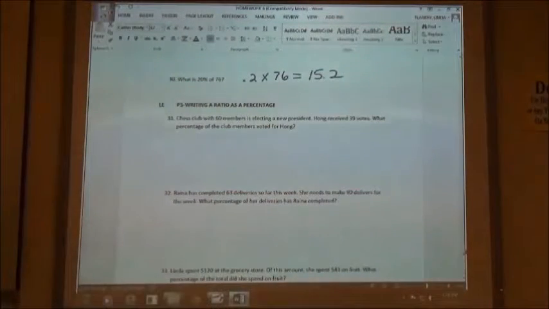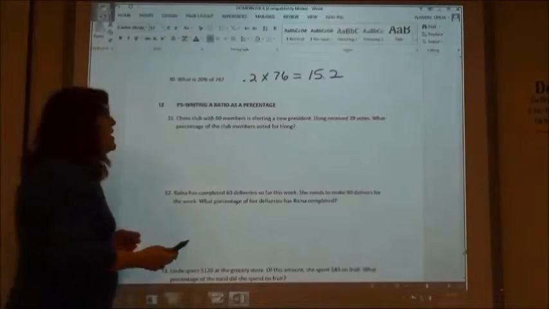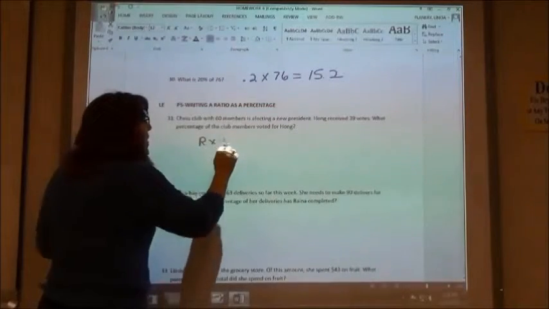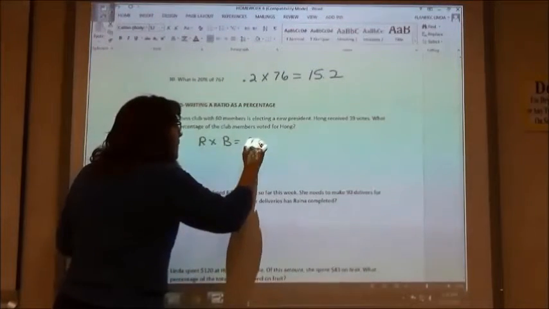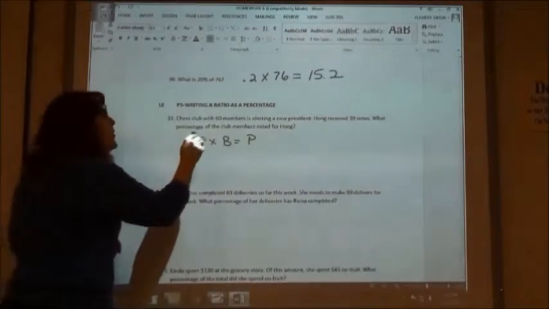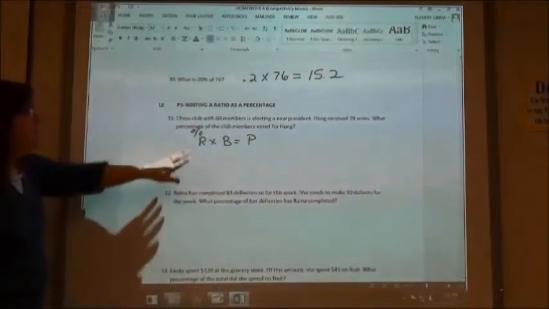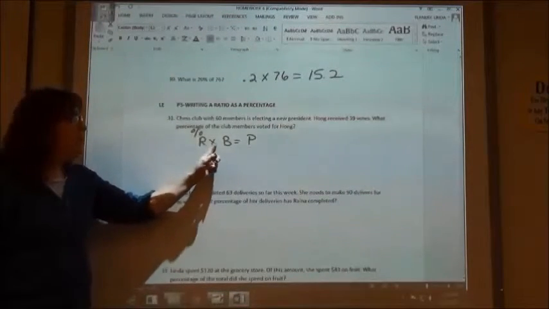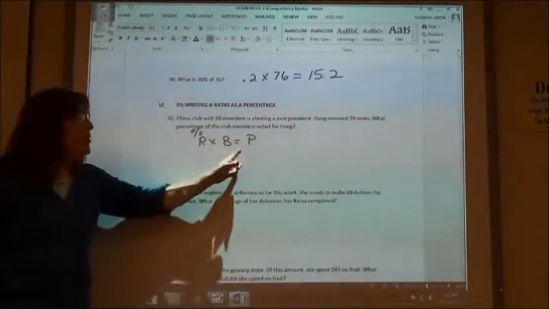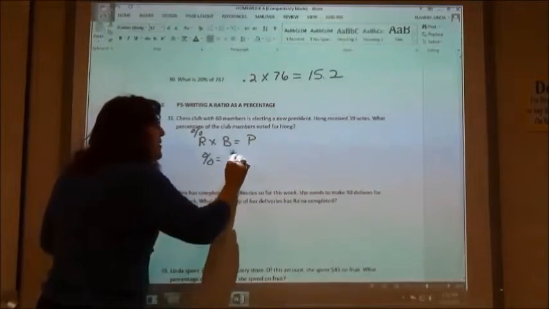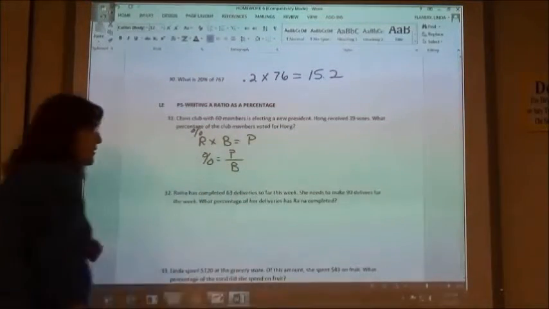So, writing a ratio as a percentage. When I'm working with percentages, they'll say something like the rate times the base is equal to the part or amount, depending on whatever book you look at. The rate is the percent. If I'm trying to solve this and I want to get the percent by itself, I have to do the opposite of multiplying, which ends up being dividing. So if I'm looking for what percent something is, I'm taking the part divided by the base.